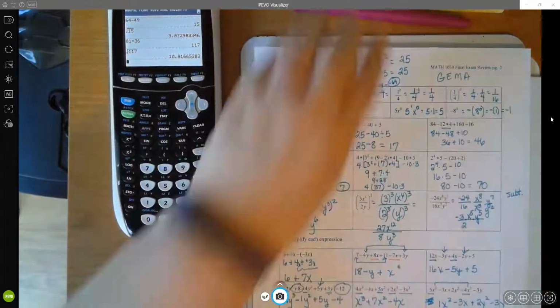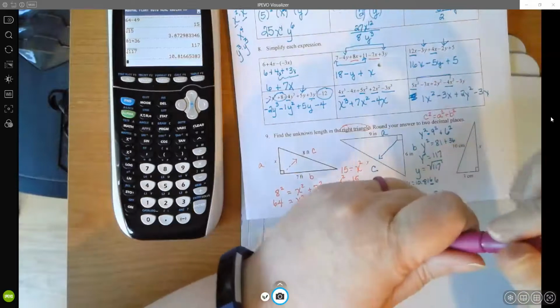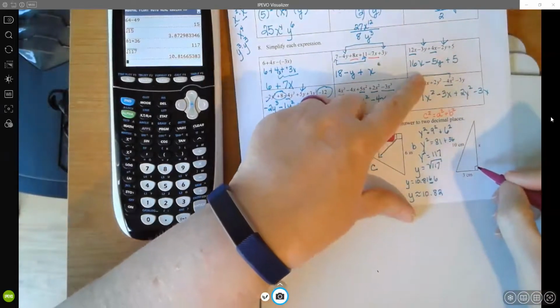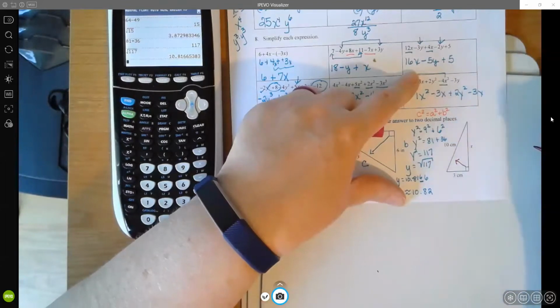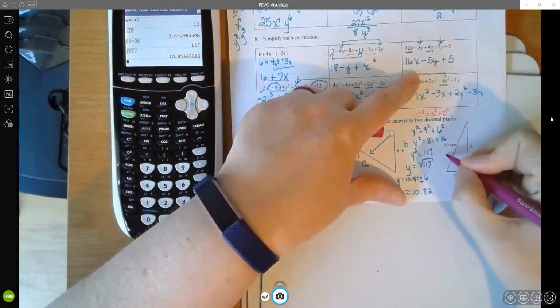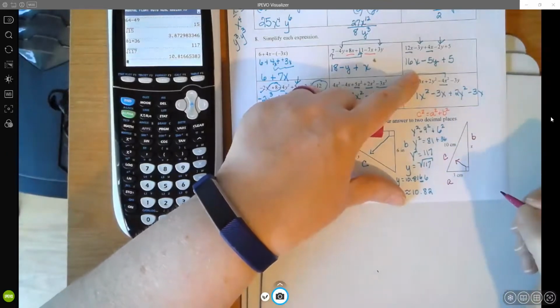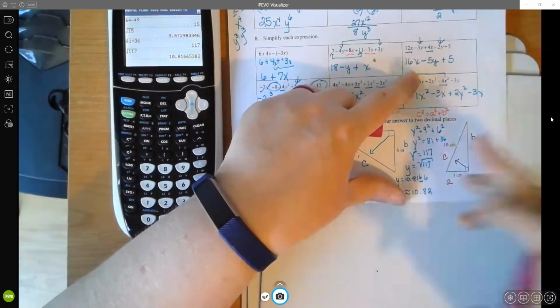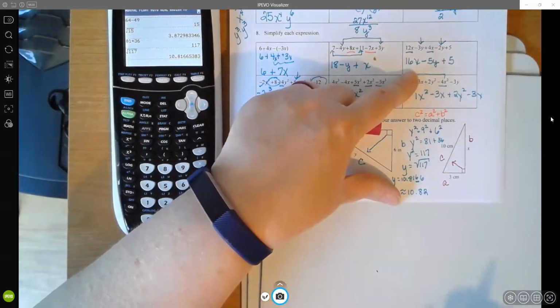Now for the third problem, again, I'm going to find the C first. I'm going to find the right angle, go across from it. That will be my C. The A and the B are the two other sides. Notice it doesn't really matter which A and B I label after I've labeled the C. The C is the most important side because it is the hypotenuse and the longest side.